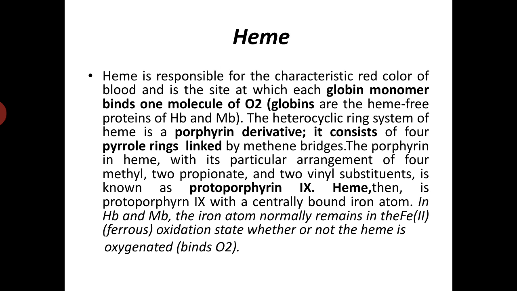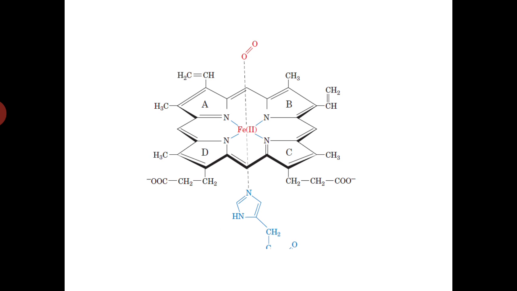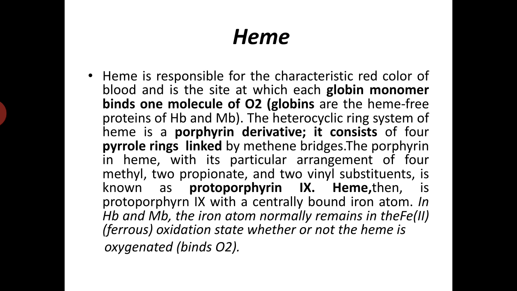What we have here: on one side an oxygen is attached, and on the other side a histidine ring is attached. On one side iron is attached to the oxygen, this is the O2 molecule. On the other side it is attached to the imidazole ring which belongs to the histidine. This part is our polypeptide chain, and this is all about the protoporphyrin ring of the heme.